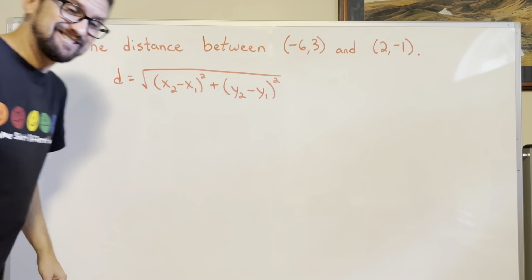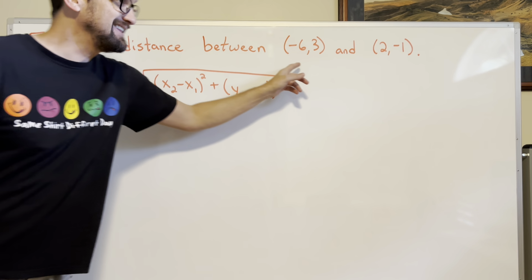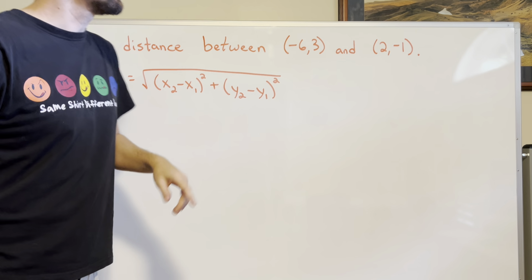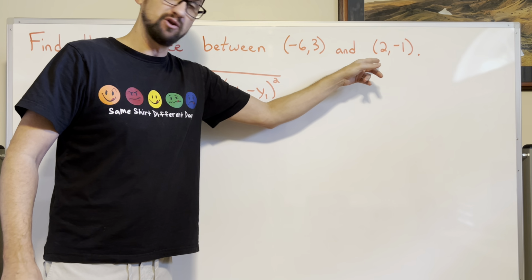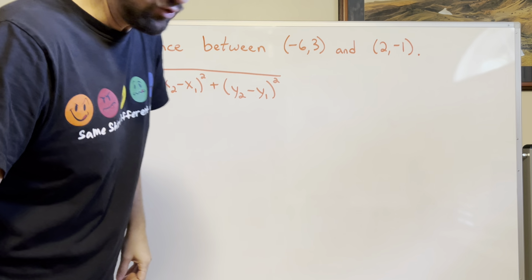We're gonna find the distance today between these two ordered pairs. The first ordered pair, -6, 3, and the second ordered pair, 2, -1.